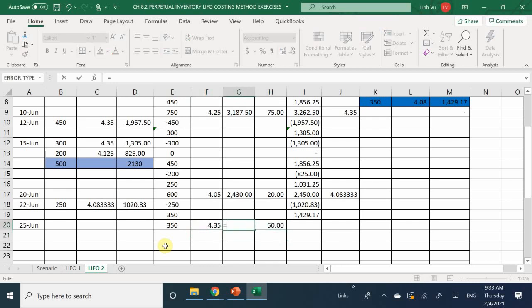Okay, how much is my total purchase price here? 1522.50. Okay, plus my $50 freight, 1572.50, bringing my cost per item to be 4.49285.